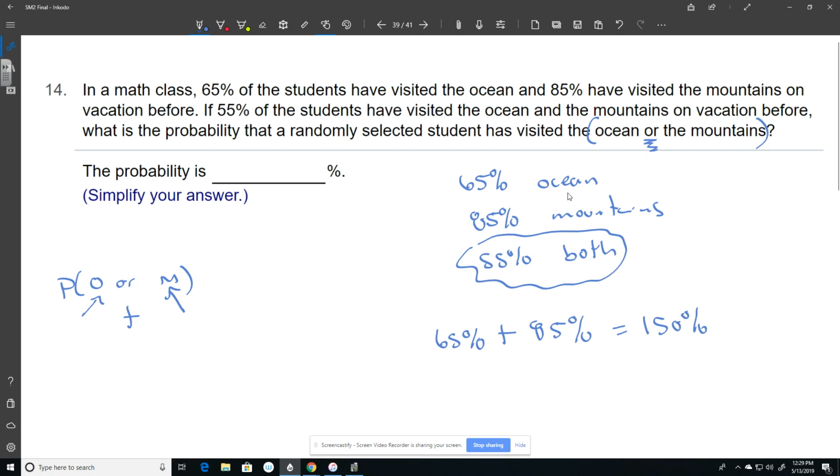Or in other words, 65 have been to the ocean, 85 have been to the mountains, but 55 are counted in this twice. So I actually need to minus the 55%. And I end up with 95%. So be careful on this one. Oceans, mountains, and both. You add the ocean and the mountain together. But just like the card problem where we did red or fours, you have to subtract the ones that you counted twice, which in this case was 55%.